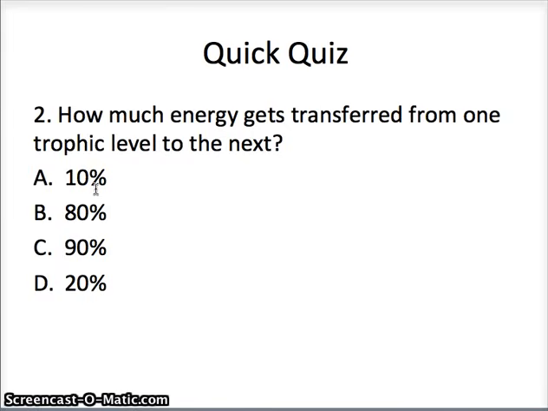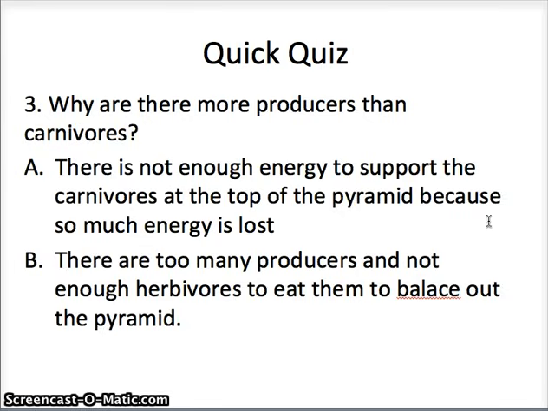2. How much energy gets transferred from one trophic level to the next? Is it 10%, 80%, 90%, or 20%? Go ahead and make your choice. The correct answer is 10%. Remember, only 10% of the energy gets transferred, and that's why the pyramid is really small at the top and really wide at the bottom.